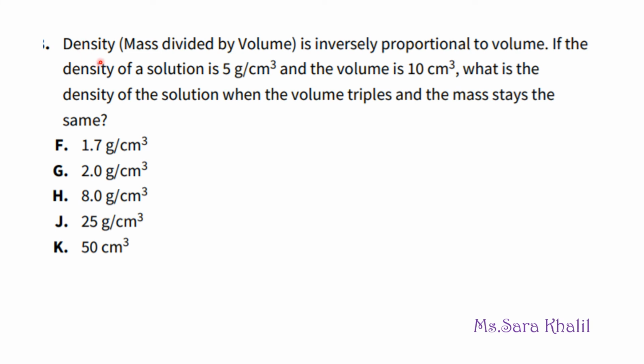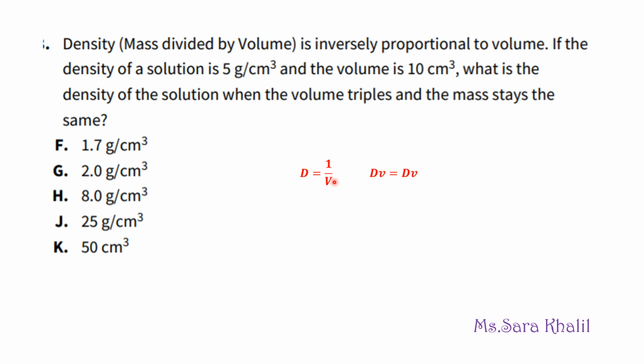In this question, they said density is inversely proportional to volume. If the density of a solution is 5 grams per centimeter cubed and the volume is 10 centimeter cubed, what is the density of the solution when the volume triples? The volume triples means it's going to be 30, right? Okay, how will you deal with that? You cannot do cross multiplication because they are not directly proportional. They are inversely proportional.